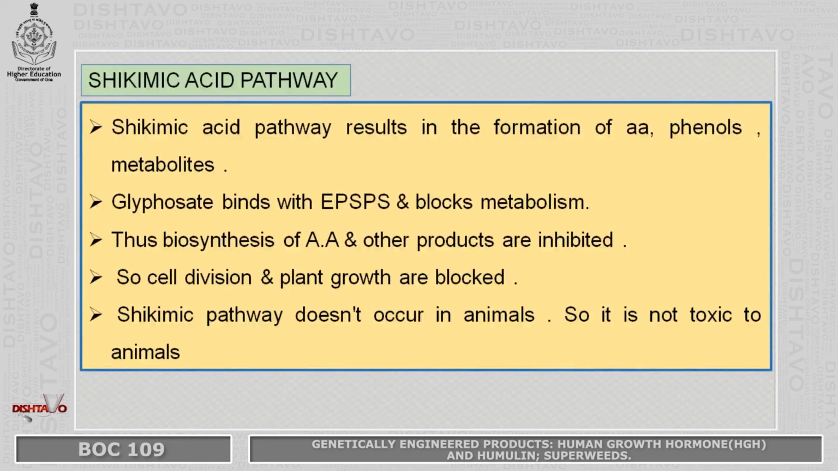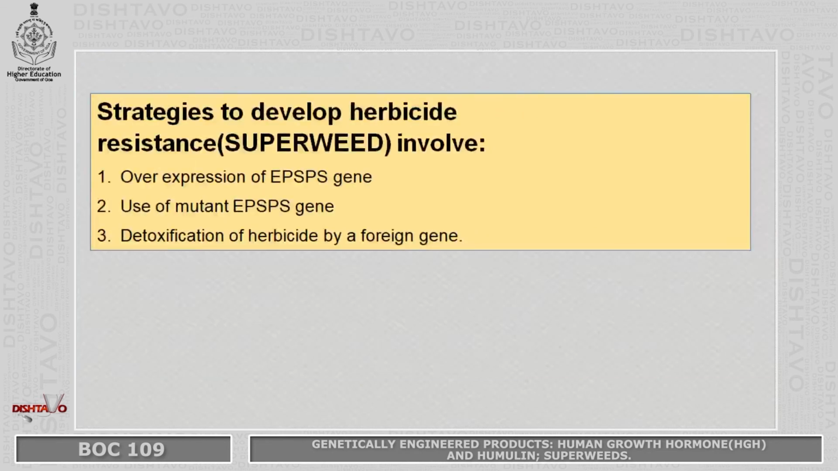The shikimic acid pathway does not occur in animals, so glyphosate is not toxic to them and can be used in the fields where the weeds grow. Now, what is the strategy to develop herbicide resistant crops? Since we use herbicides along with the crops, the crops also have the tendency to die. So the basic idea in superweeds is to prepare genetically modified crops which will resist herbicides and still grow when the other weeds get killed.